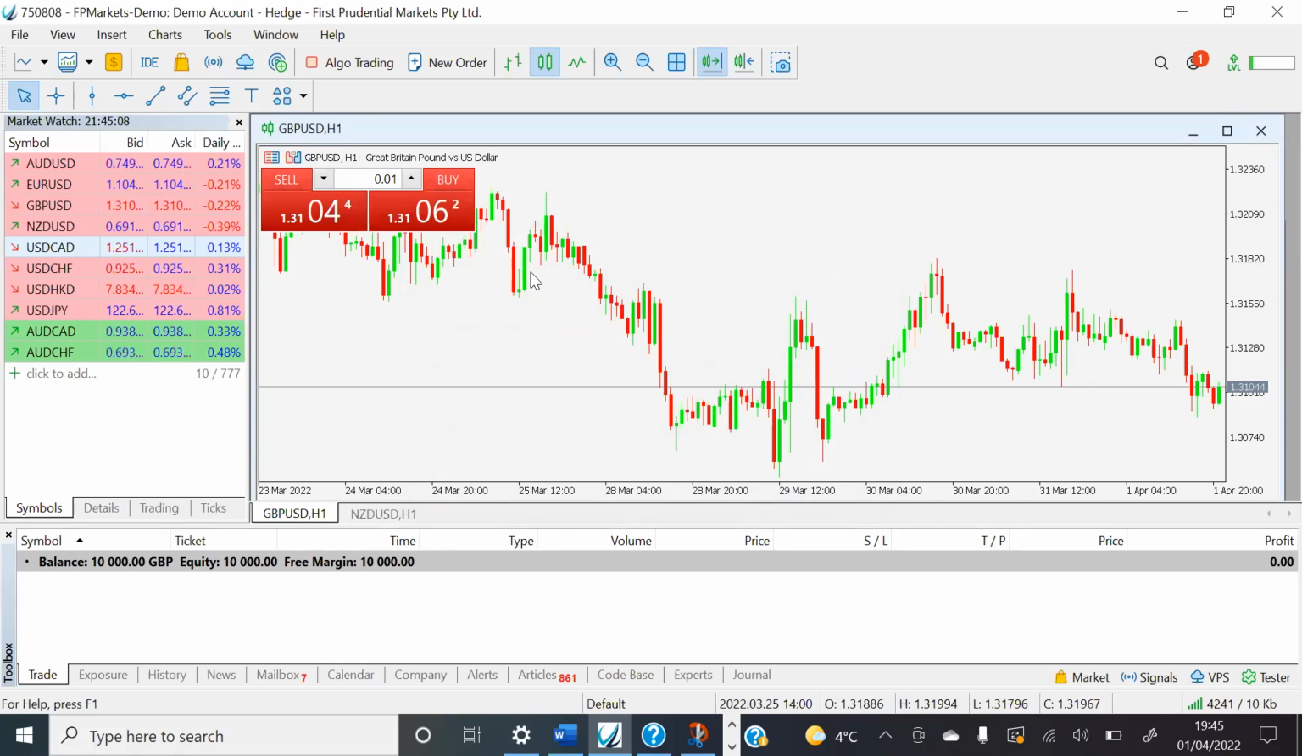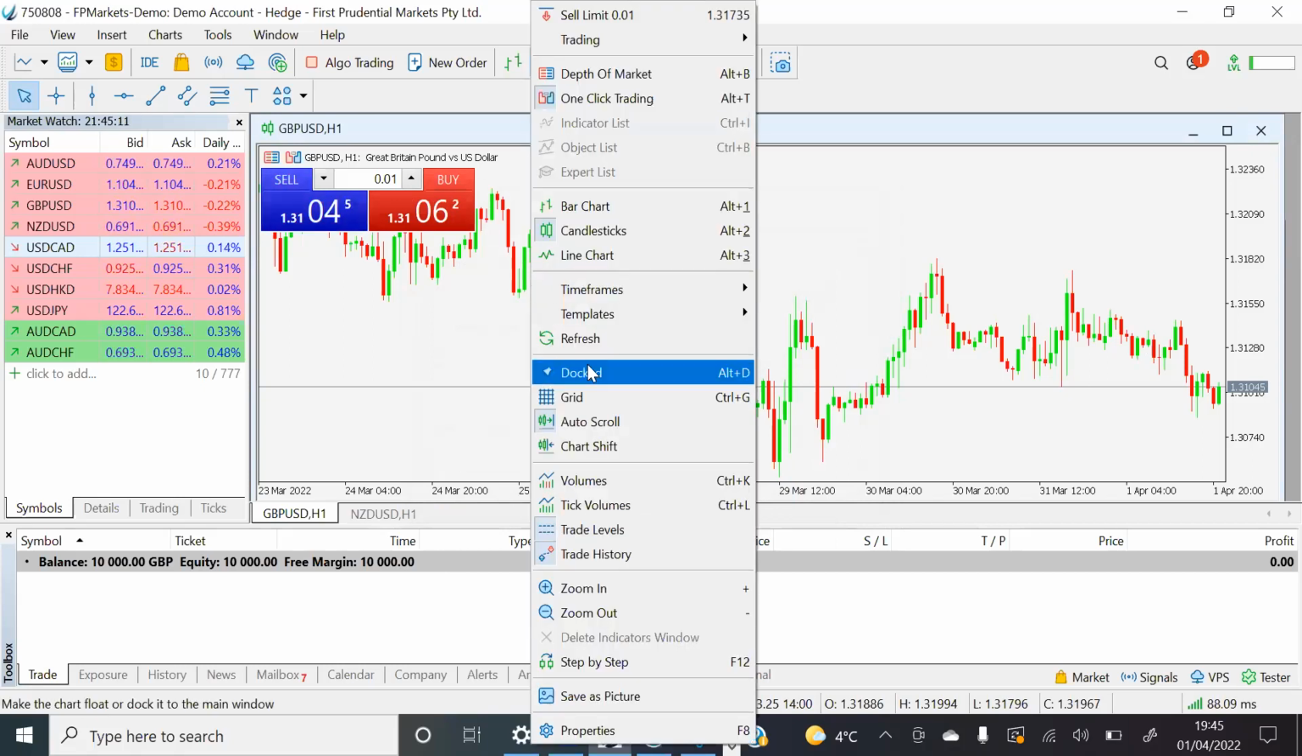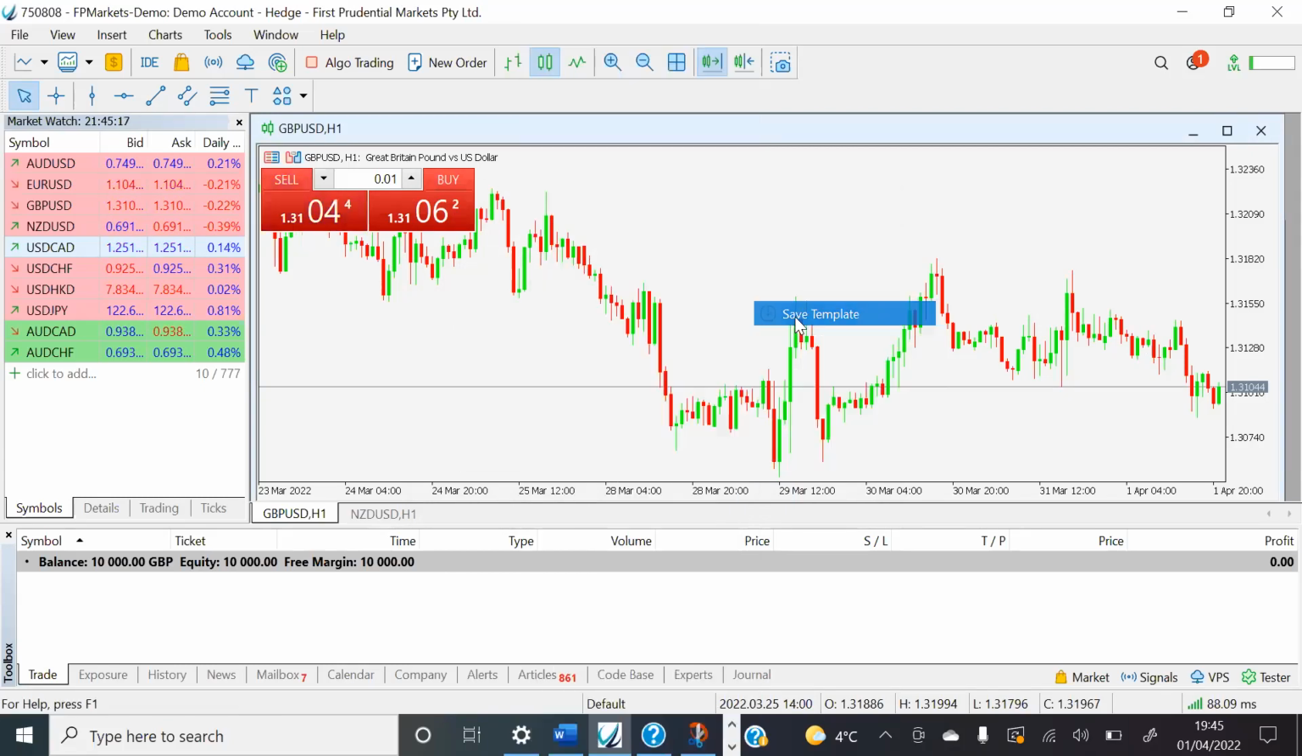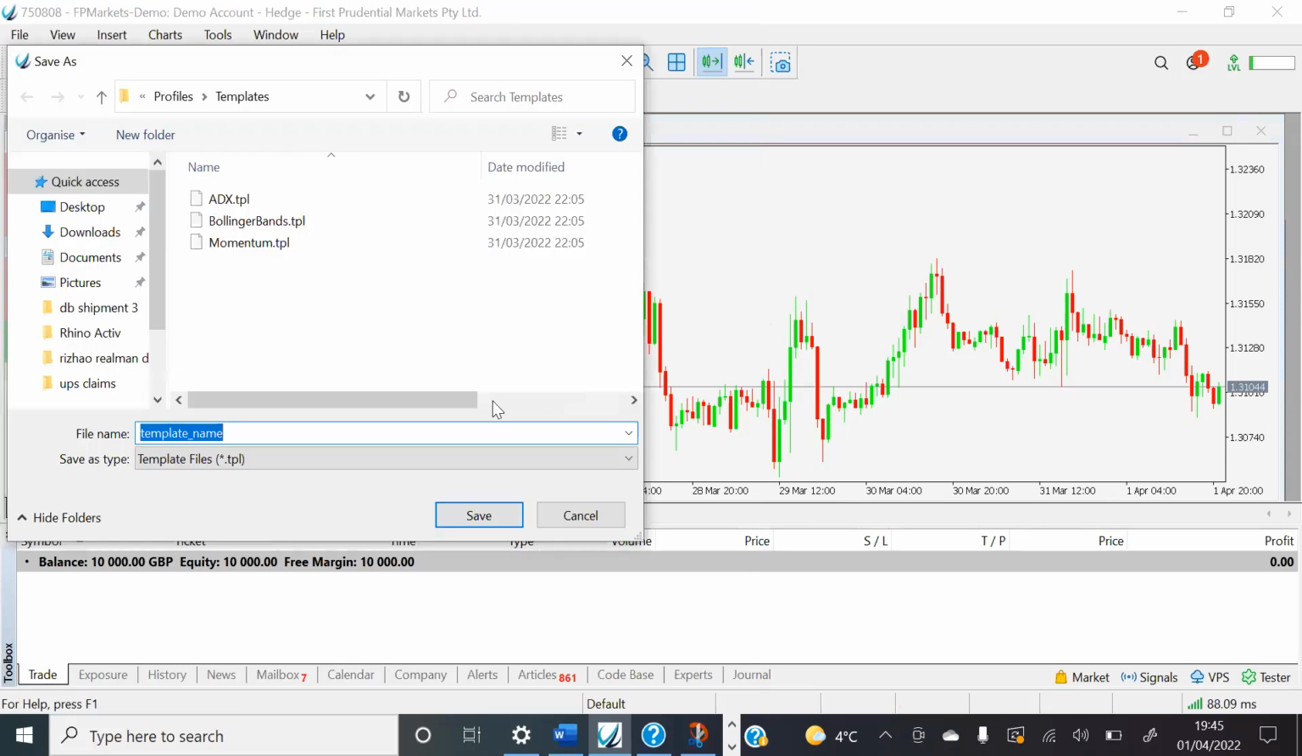So right click on the chart for me, and then go to template, and then go to save template. Okay, and you're gonna call it your name, yeah? So call it that, and just click save.